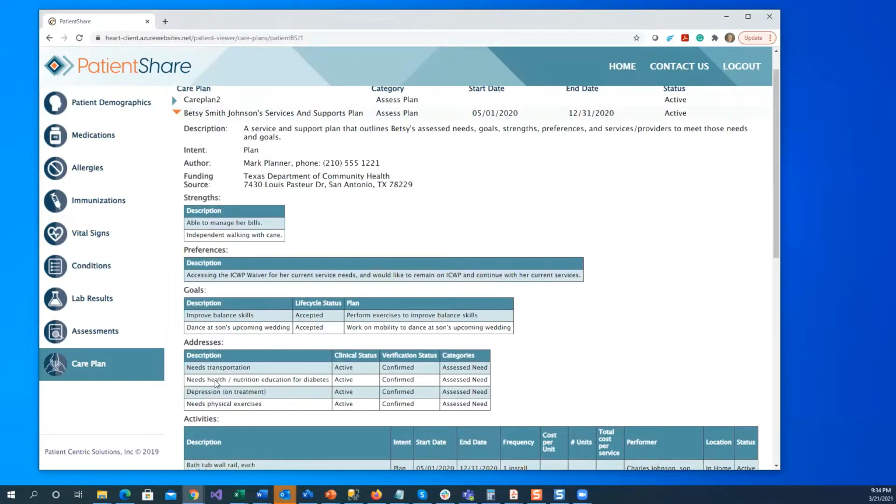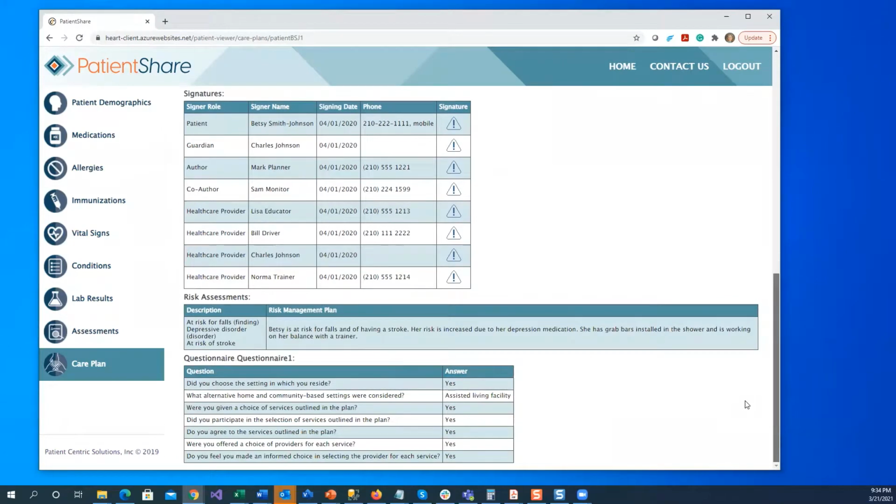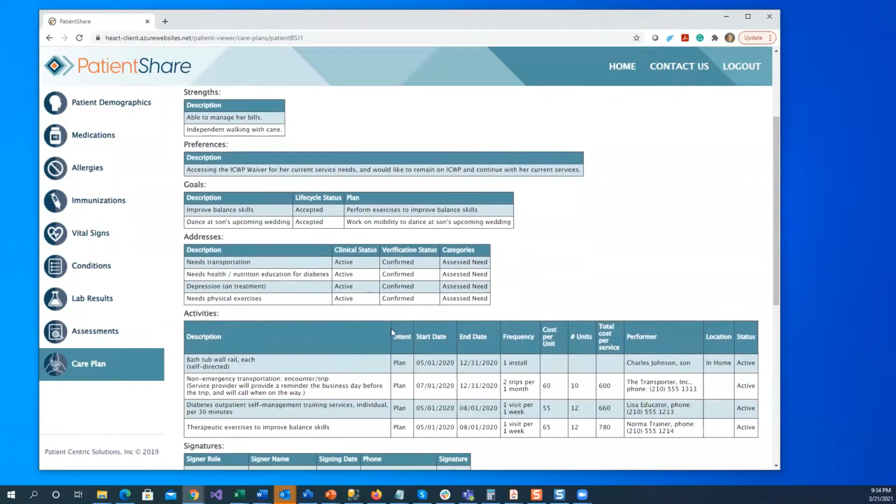This identifies the various areas that need to be addressed, and these are the activities to meet those needs. It includes start and end dates of each of the activities, the frequency, the costing information, and contact information of the person providing the services. It also has risk assessments and a risk management plan.